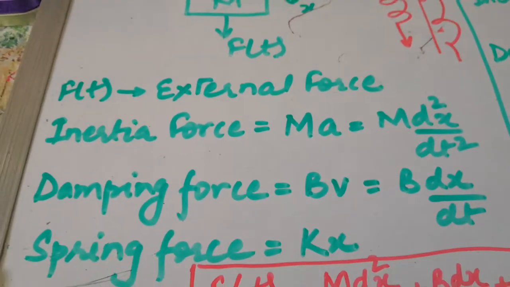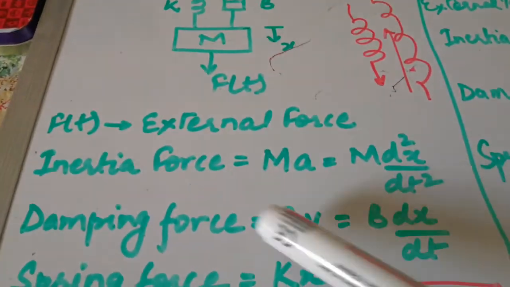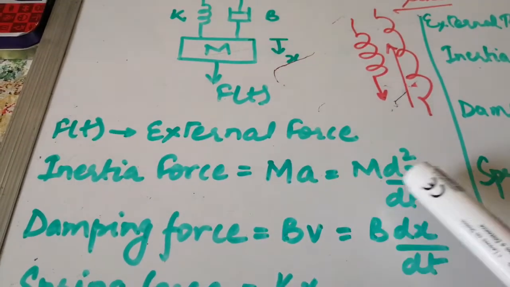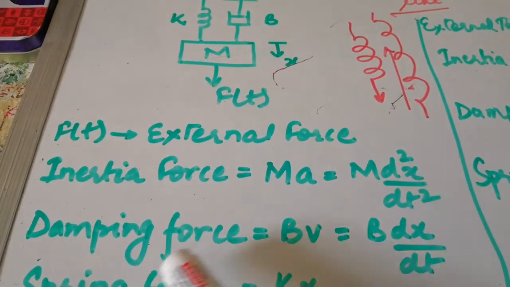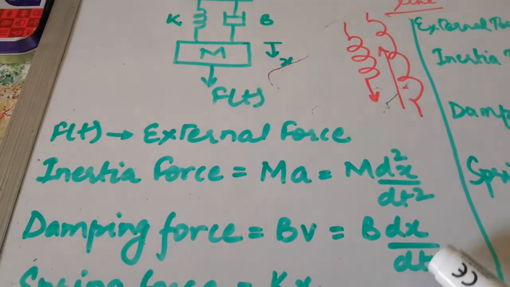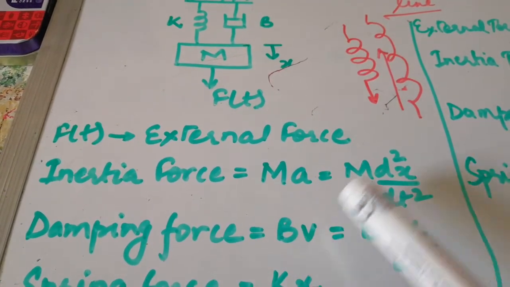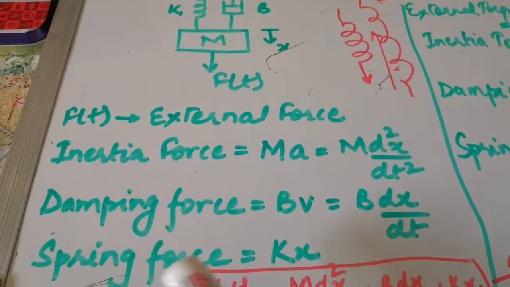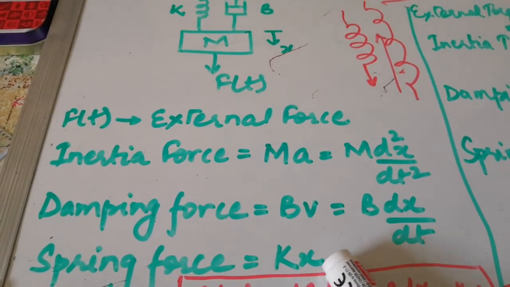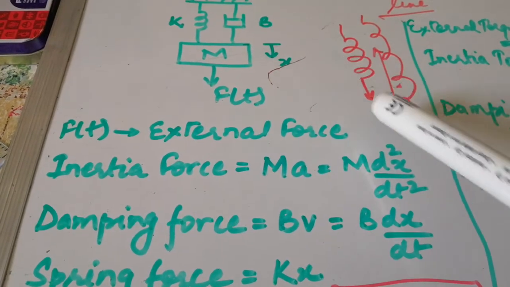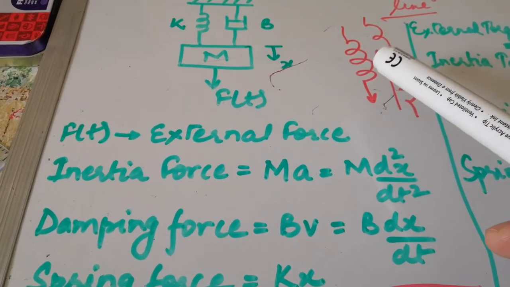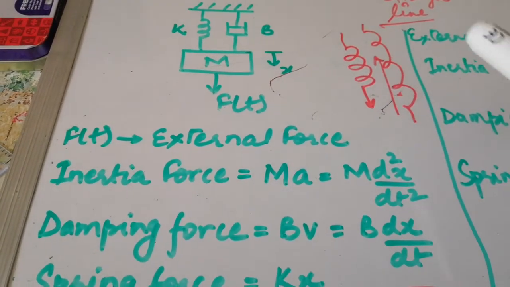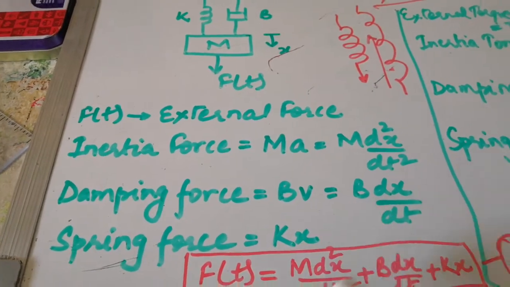So here we have our three terms: the inertia force ma, that is m d square x by dt square; the damping force bv, that is b dx by dt, proportional to the velocity of the piston that we described; and similarly the spring force, given by k into x. The more the displacement, the more the force by which it goes back, so it is proportional to the displacement.